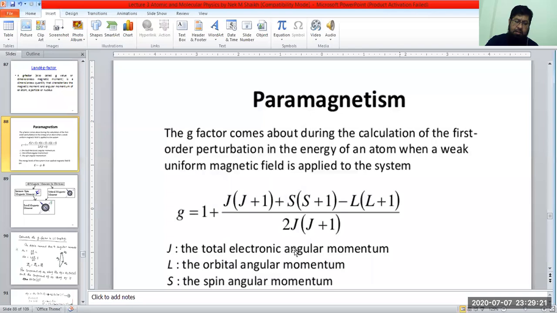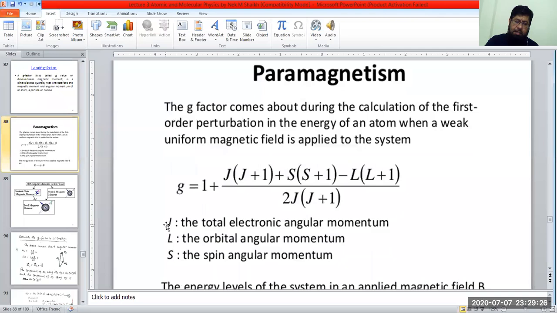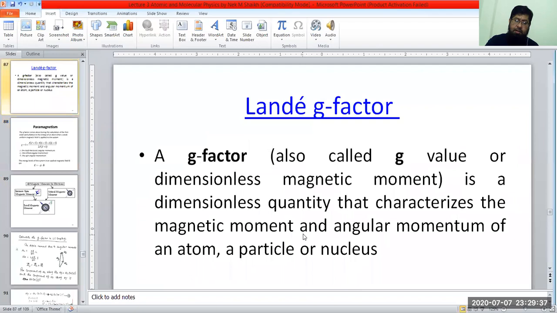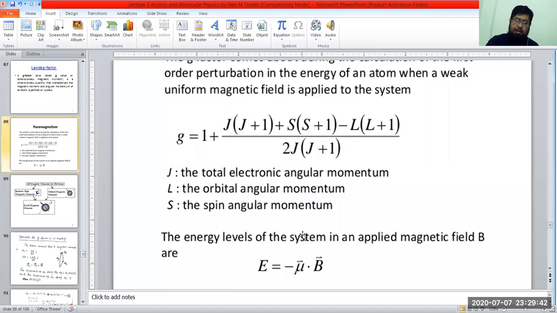Ab yahan pe you are very much familiar, j is the total electronic angular momentum, l is the orbital angular momentum and s is the spin. This is the total spin. So here, when the electron is in the magnetic field, this is the energy which is equal to mu dot B.